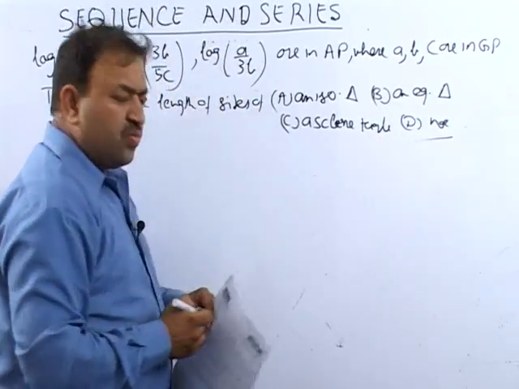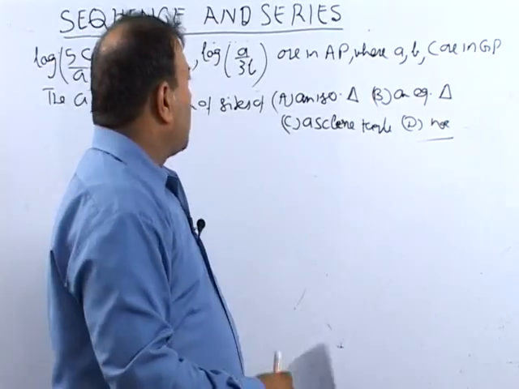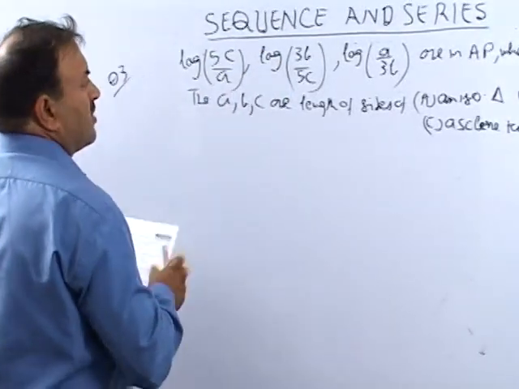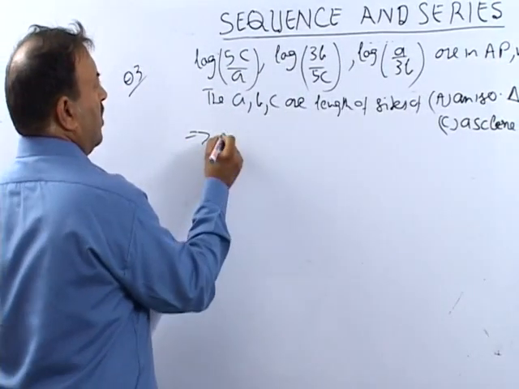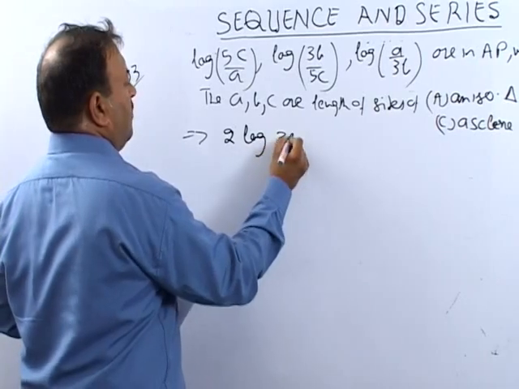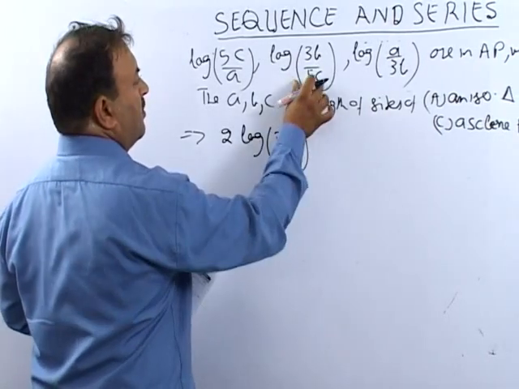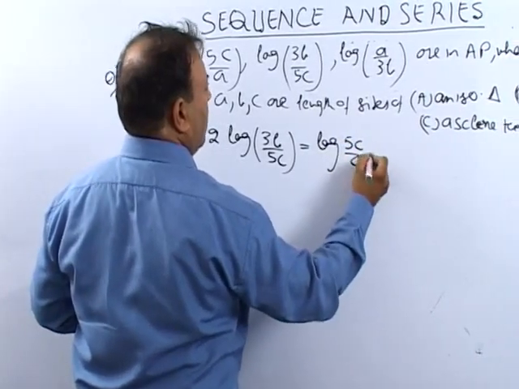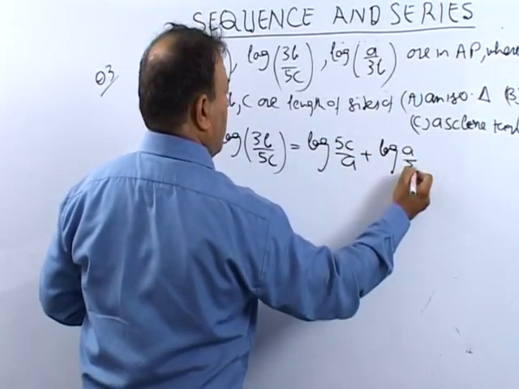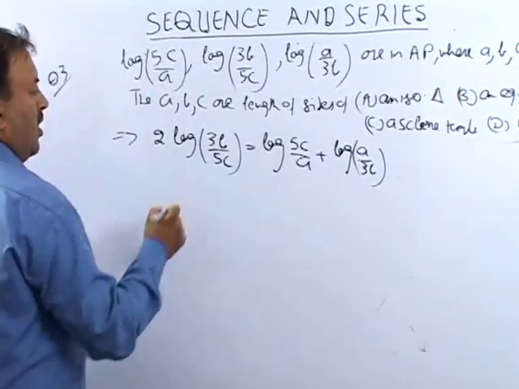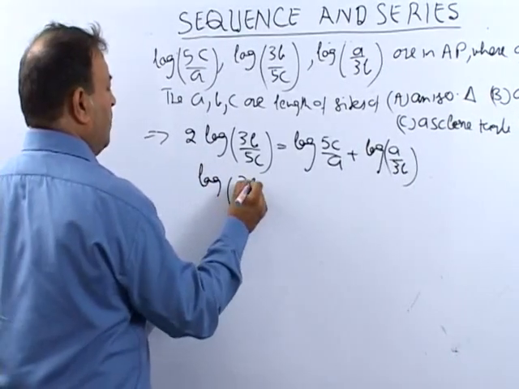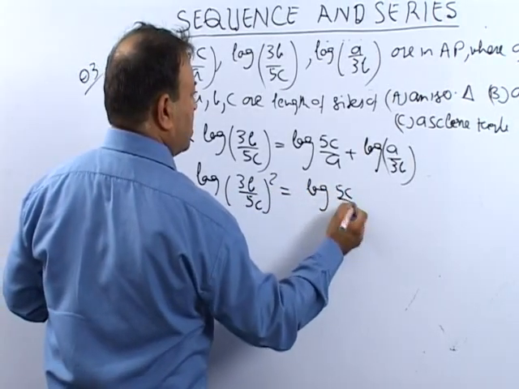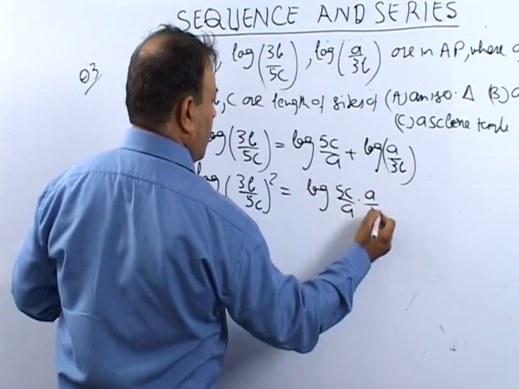Now, as the logs have been given and the three terms are in AP, we can write 2 log 3b upon 5c, twice the middle term, is equal to the sum of extremes, that is log 5c upon a plus log a upon 3b. Now I can say log of 3b upon 5c, the whole square, is log of 5c upon a into a upon 3b.